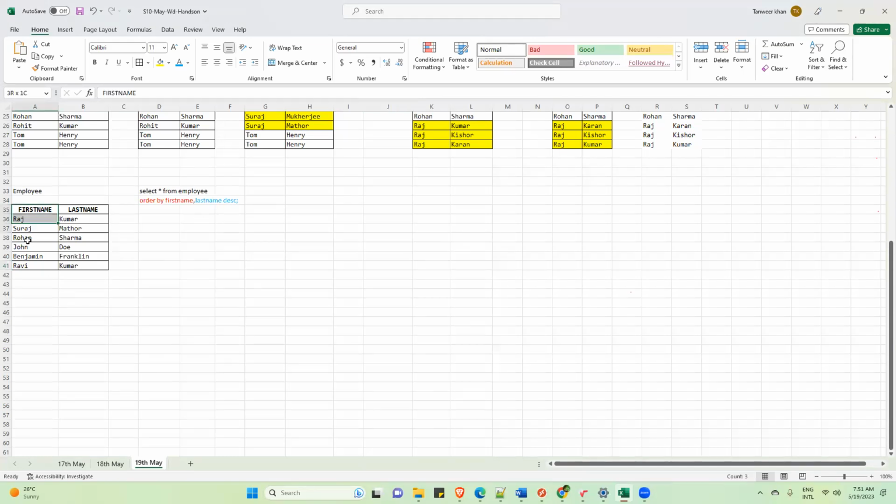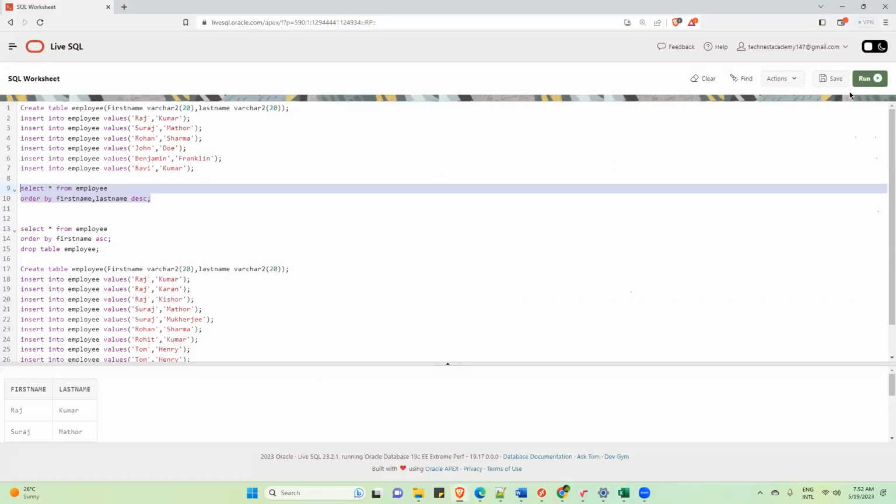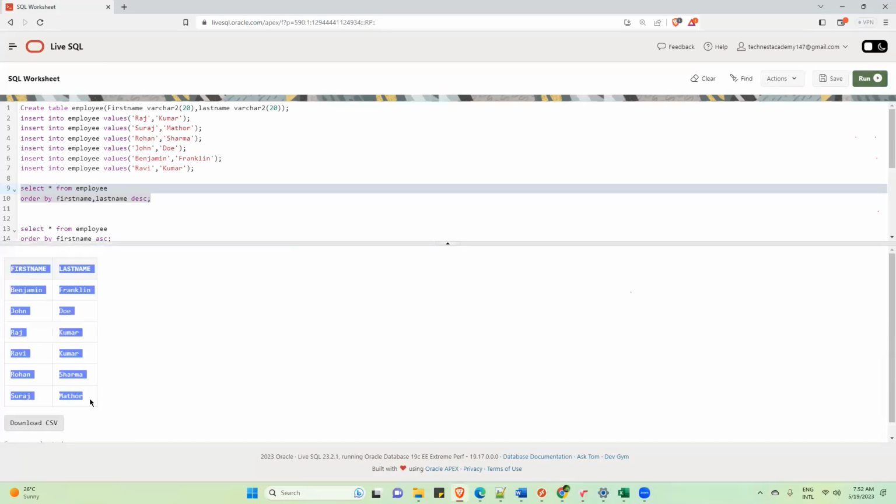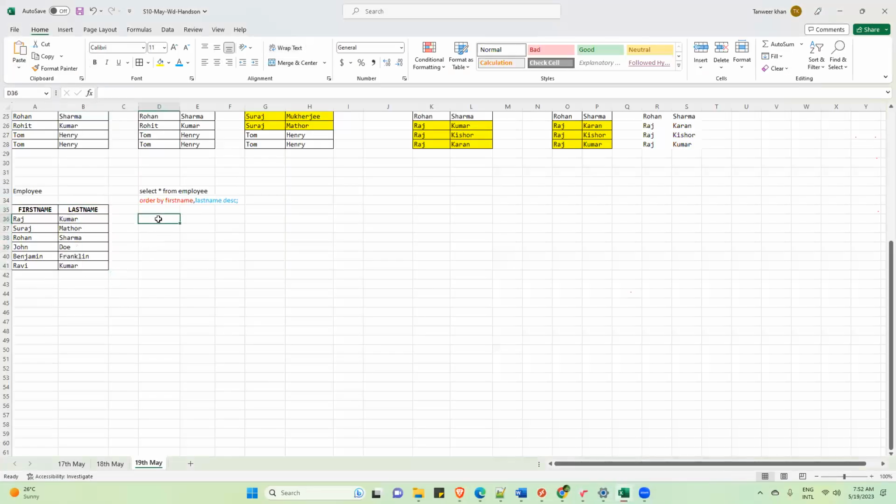So do you think here is a conflict based on first name? No. So do you think here the engine will go for the last name column? No. Okay, so I am running this query now. Please verify the output. Listen very carefully. This is the output.